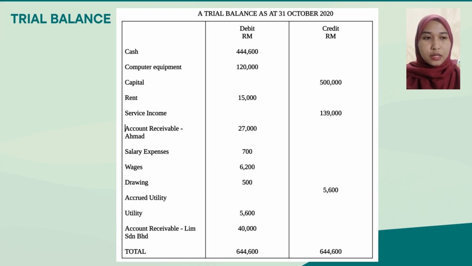Accrued utility 5,600 credit side. Utility 5,600 debit side. Account receivable Lim Sedia Berhad 40,000 debit side. Total for debit and credit 644,600.